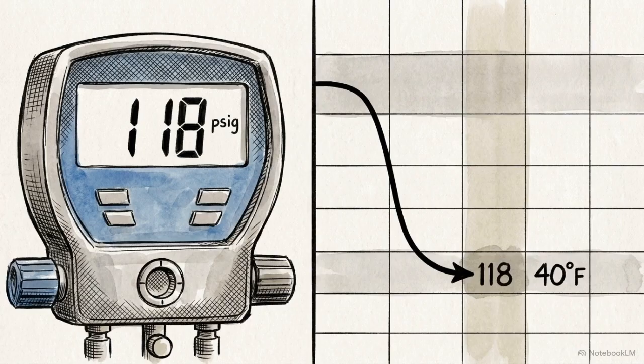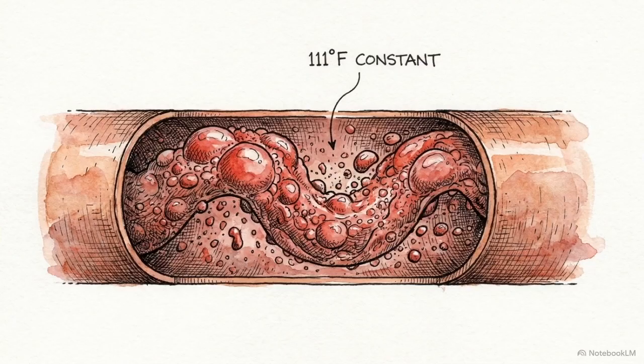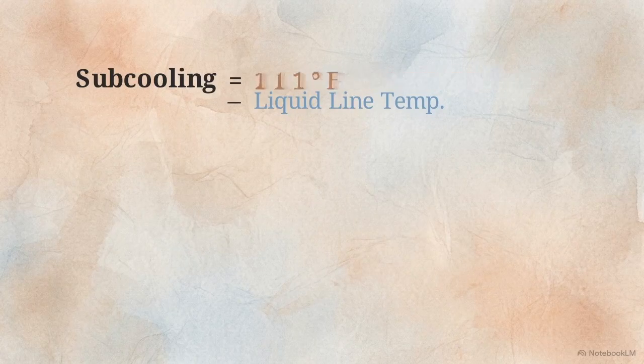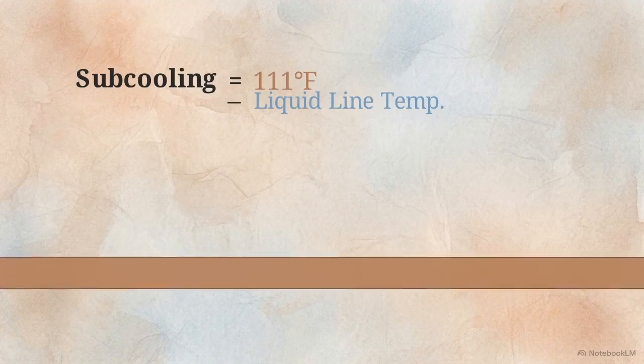Guessing internal temperatures without consulting the chart is mathematically impossible. That derived 111 degrees represents the exact, constant temperature of the saturated mixture, hiding right in the middle of the condenser coil. This equation calculates subcooling. It requires subtracting the liquid line temperature from the condensing saturation temperature. We already secured the first variable. Our PT chart exercise gave us a condensing saturation temperature of 111 degrees.